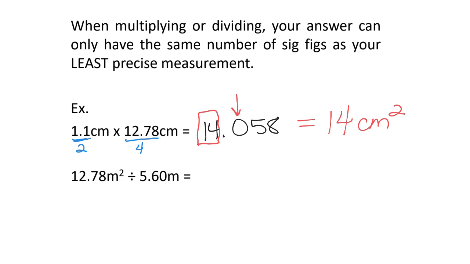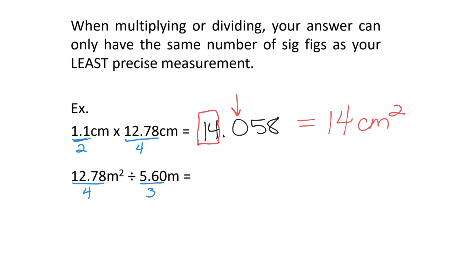And you'll learn pretty soon that centimeters times centimeters is centimeters squared. Okay, so let's look at the next one. So we have 12.78 meters squared, which has 4 sig figs, divided by 5.60 meters, and that has 3. Okay, so our answer is only going to have 3 significant digits.